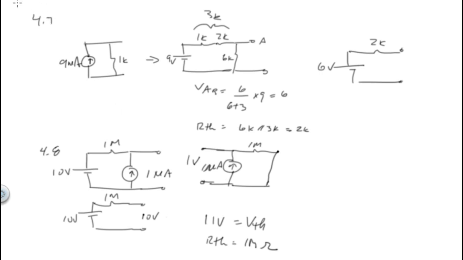4.9. For 4.19A, find the Norton equivalent circuit. So this is going to the Norton side. If you find the Thevenin equivalent, you can find the Norton equivalent. That's the way I always do these. We have 6K, 3K, 1K. So how would we find the Thevenin equivalent circuit?